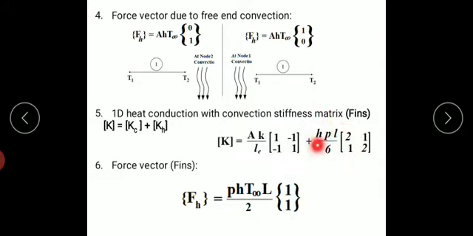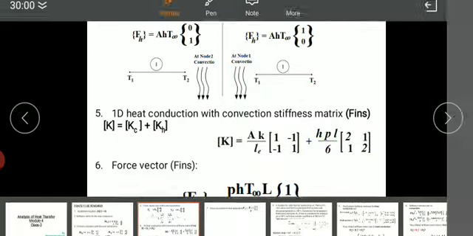For perimetrical convection, the force vector is HPL by 6, where P is the perimeter. Here we are considering the total perimeter of the fin. The stiffness matrix for the convection heat transfer in a perimetrical fin is different. Why? Because in the composite wall, convection takes place only at one particular end node, either the initial or the final. Not in the case of fins.